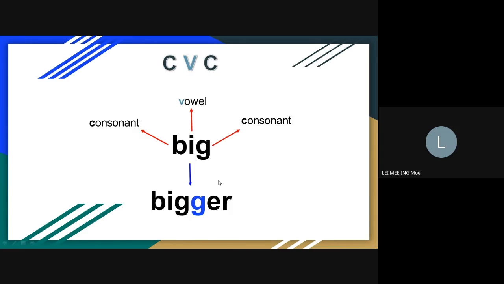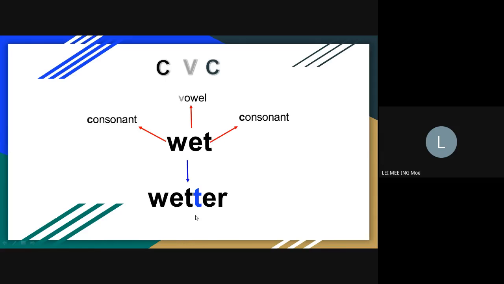Clear? We have another example here, wet. So W here is a consonant, C. E here is a vowel, okay? T here is a consonant. So we have CVC, wet, only one syllable. So we double the consonant T and then we add ER. So wet becomes wetter.